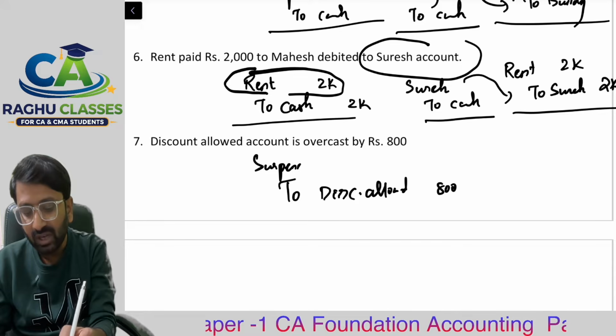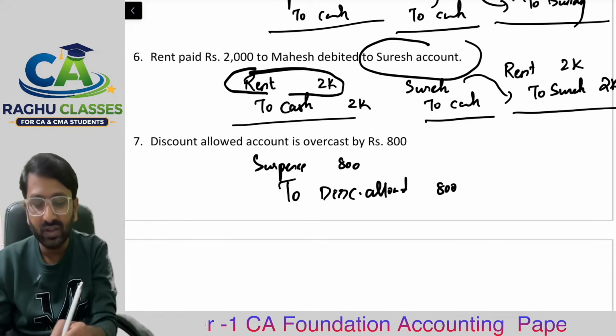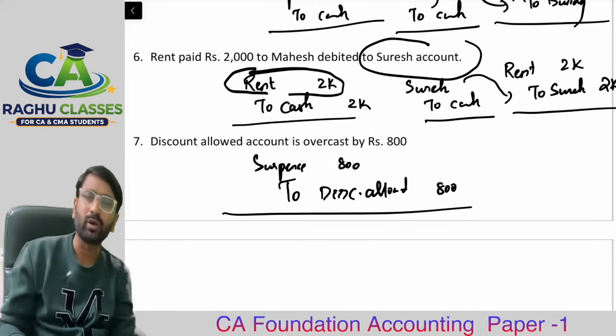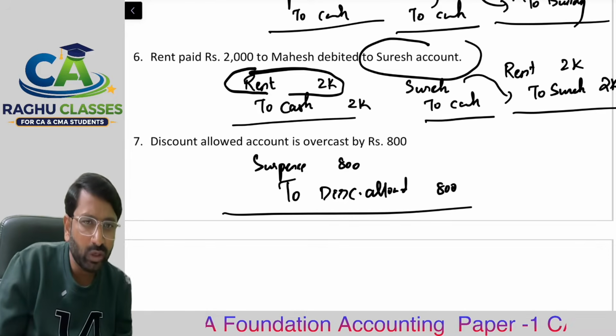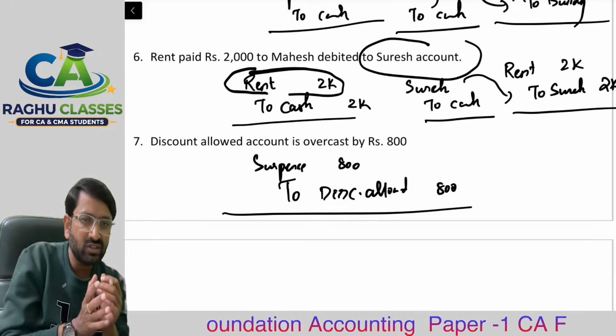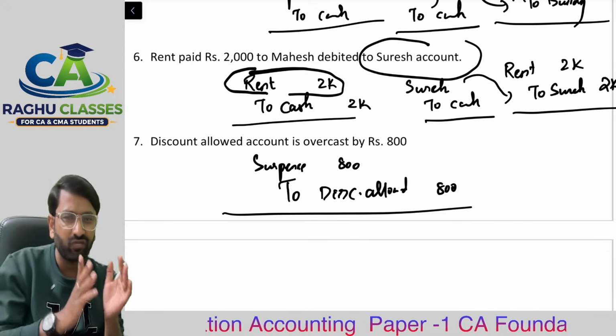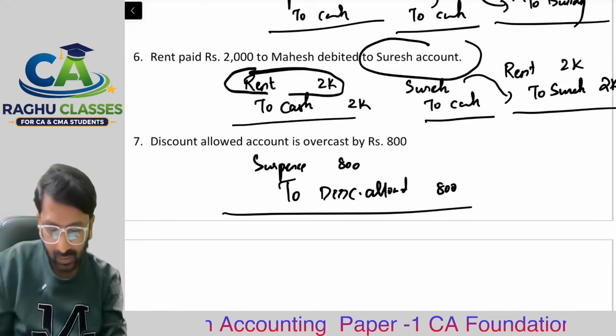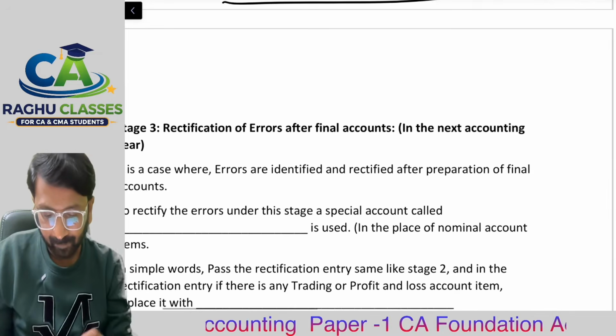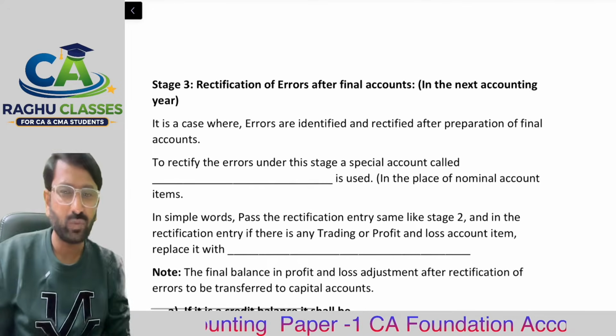Suspense account will be debited. So the rectification will be suspense account debit to discount allowed. So this is how we are going to rectify the errors whenever it is done after preparation of trial balance, but before preparation of final accounts. Okay, we'll move on to the next one.